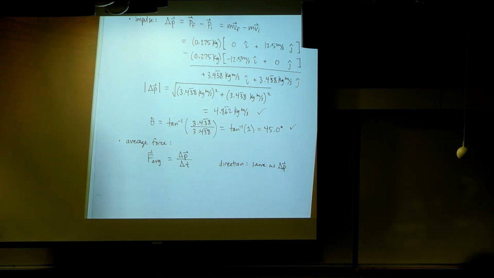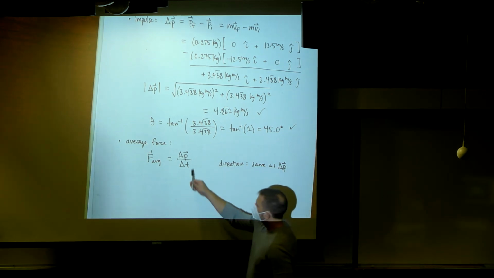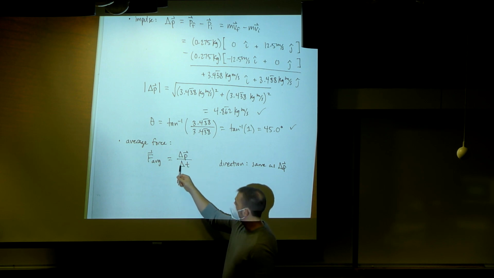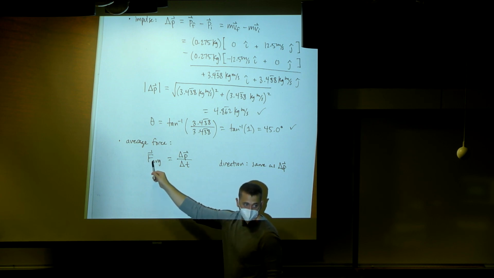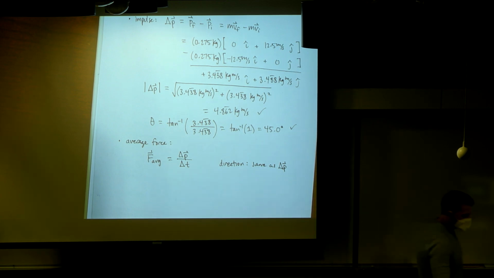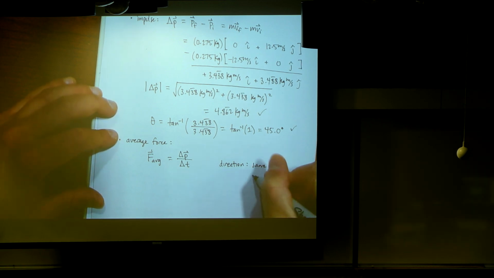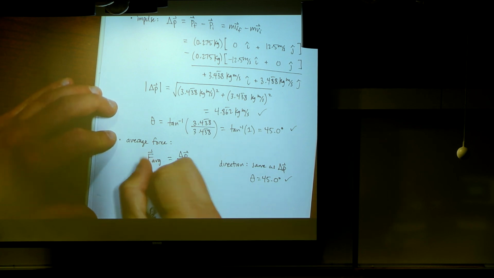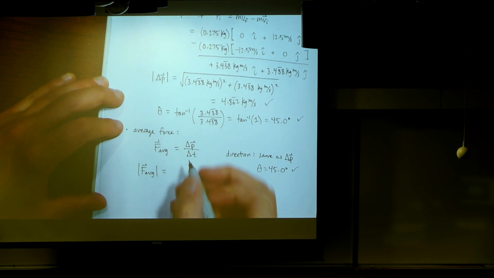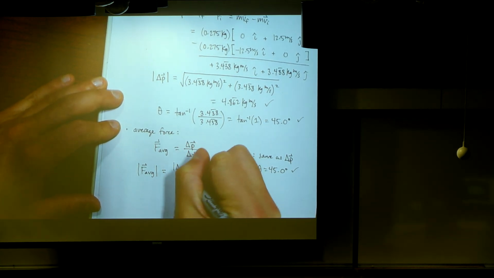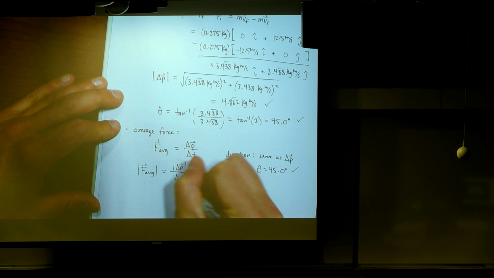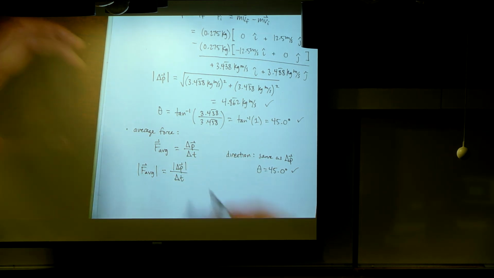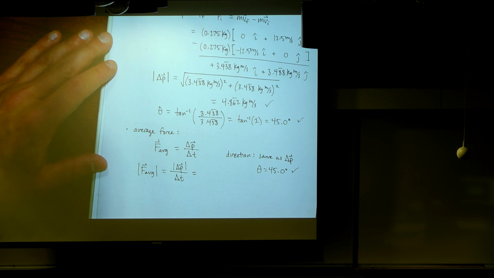How do I know? Just look at the form of the equation. Delta P is a vector, delta T is just some scalar. So if I divide out this scalar, I'm not changing the direction, okay? It's pointing in the same direction. And that is 45 degrees. We already did the work for that. For the magnitude, we can work that out. The magnitude of this average force is just going to be the magnitude of our delta P divided by our delta T, which now we have everything we need to just crunch those numbers.